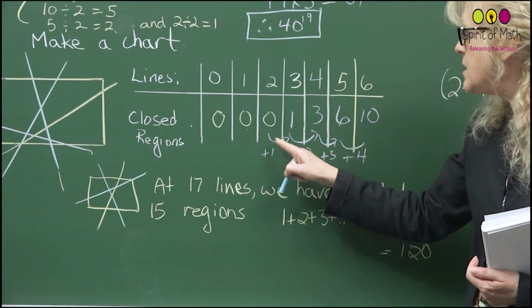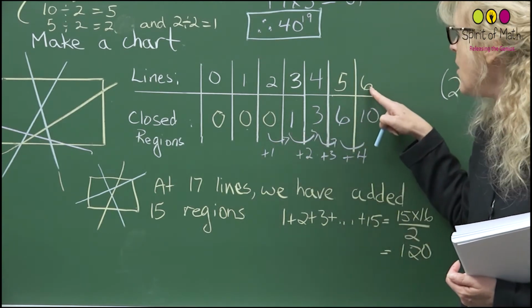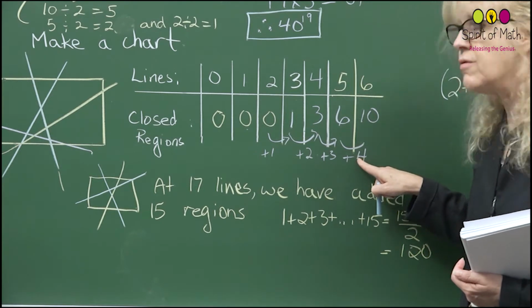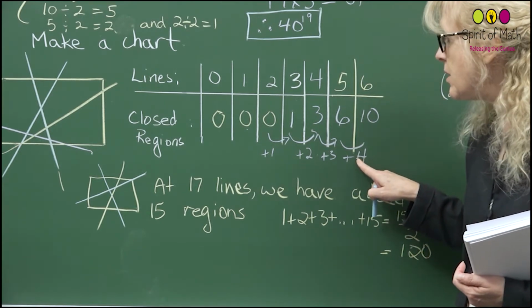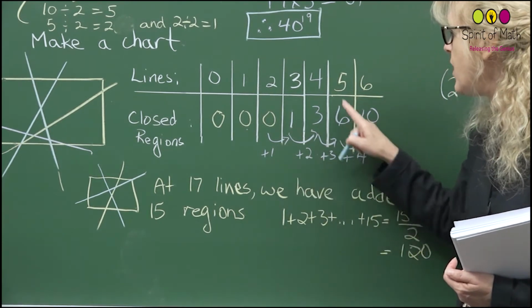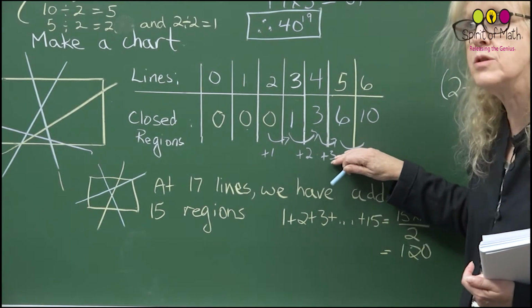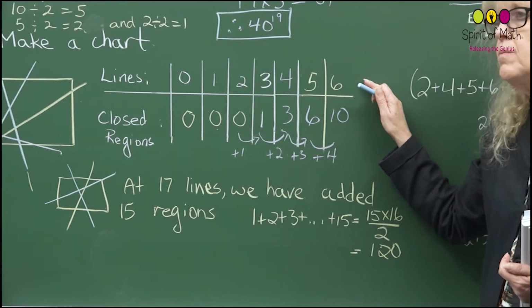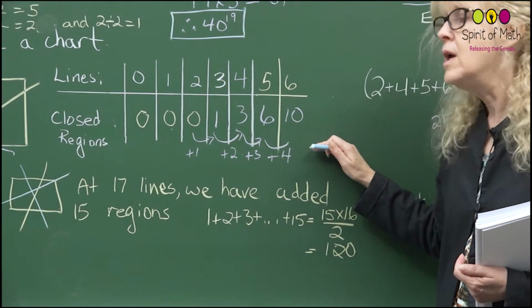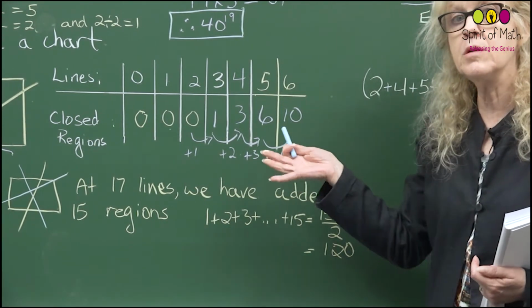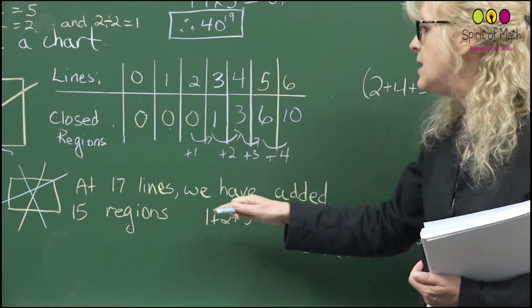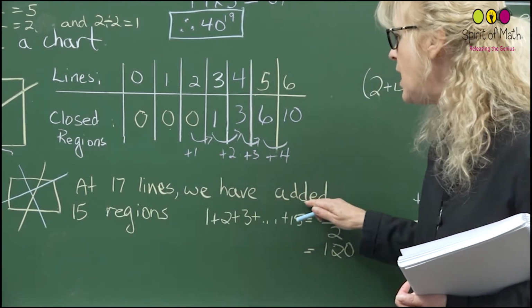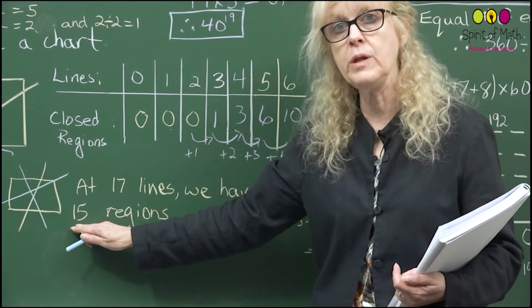But the key is, if you had 6, what did you add? You added up to 4. So it was the sum of a series up to 4. If you had 5, it was the sum of a series up to 3. So if you went up to 7 lines, the sum of the series would be up to 5. If you went up to 10, it would be up to, well, 2 less, which is 8. And in this case, at 17 lines, we have added 15 regions, so 2 less.